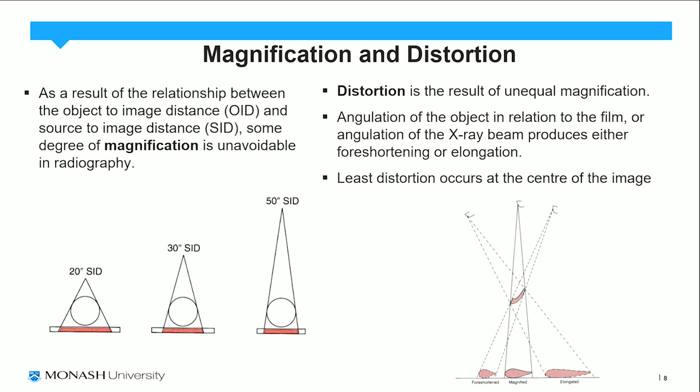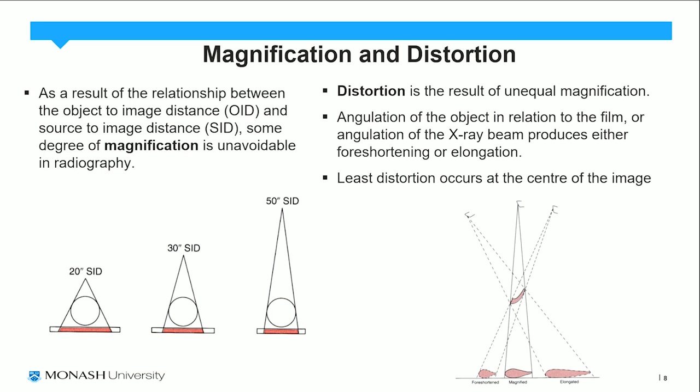Distortion is a result of unequal magnification. So there's some angulation, either angulation of the object in relation to the film, or angulation of the X-ray beam, and this can then result in either foreshortening or elongation. The least distortion occurs at the center of the image.